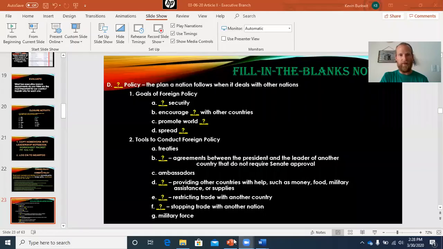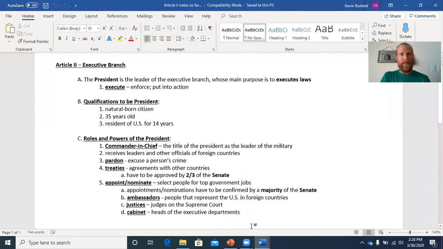I'm going to share with you my screen here. So yesterday I had posted the unit notes so far. So you should have been up to roles and powers of the president in our unit notes. So if you did not have any of these notes, make sure you go back to yesterday's post and you catch up on your unit notes.